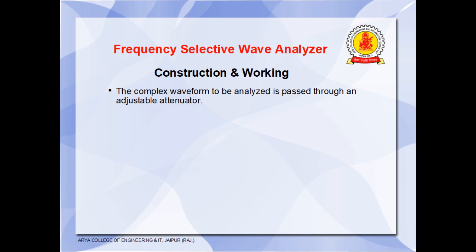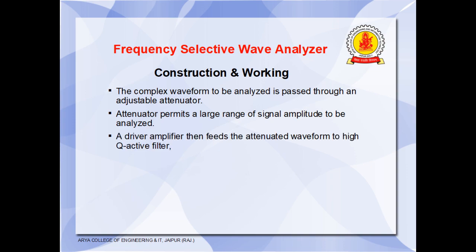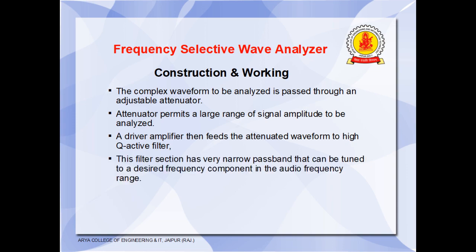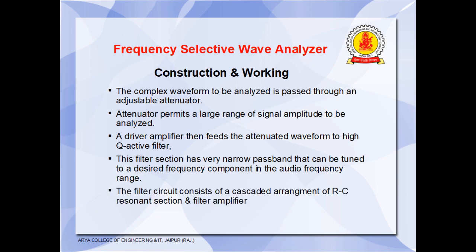The waveform which is to be analyzed is applied to an input attenuator. It has a range switch and allows a large range of signal amplitudes to be analyzed without loading the amplifier. The driver amplifier feeds the waveform to a high Q active filter. The filter consists of a cascaded arrangement of RC resonant sections and filter amplifiers. The entire AF range is covered in decade steps by switching capacitors in the RC sections.